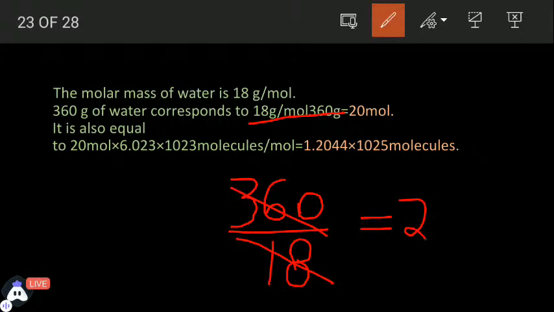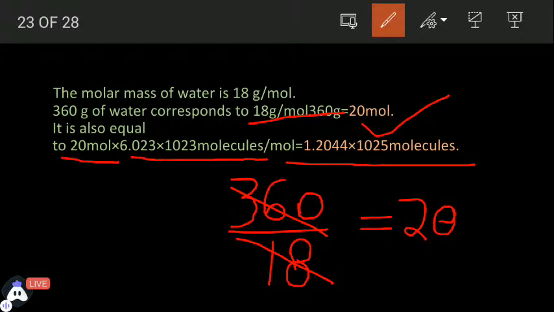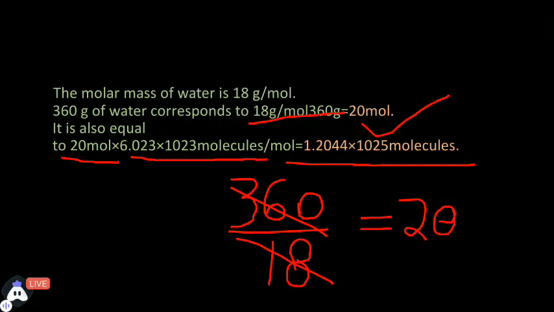So we got 20 mole. So 20 mole is an option, followed by the option with 1.2044 into 10 to the power 25 molecules. This is also correct because number of molecules is equal to number of moles into Avogadro number, and this is how we got it. 1.2044 into 10 to the power 25 molecules.